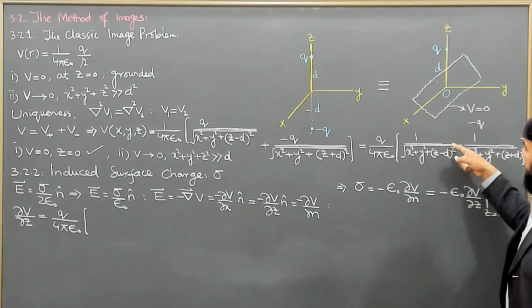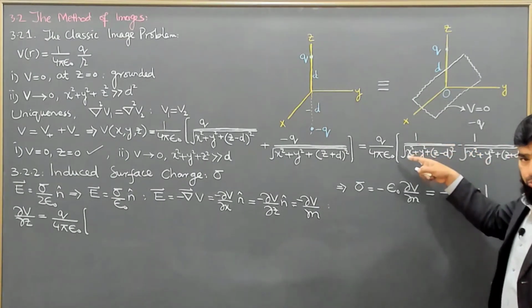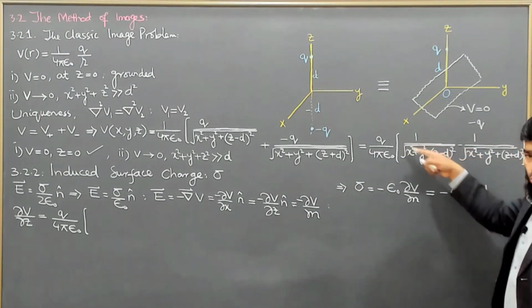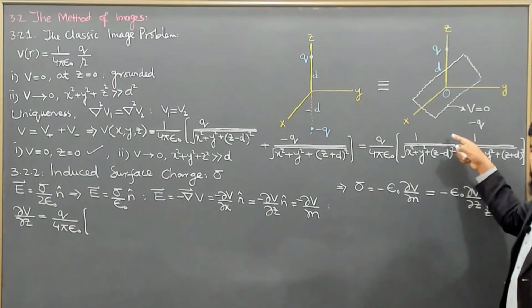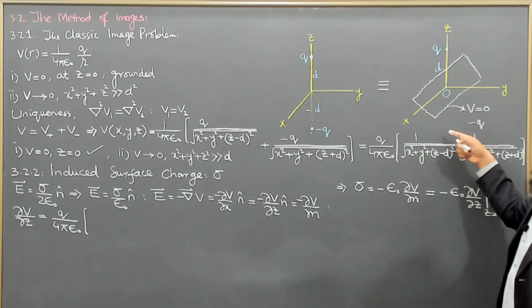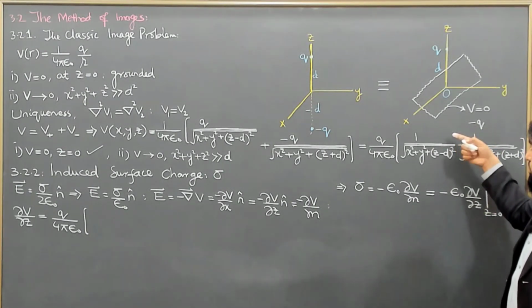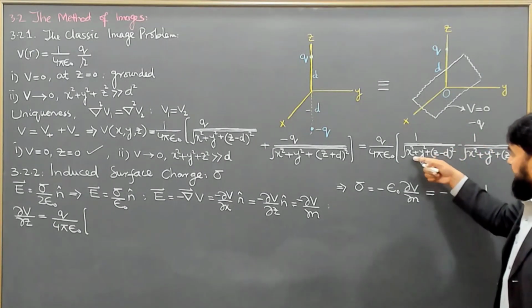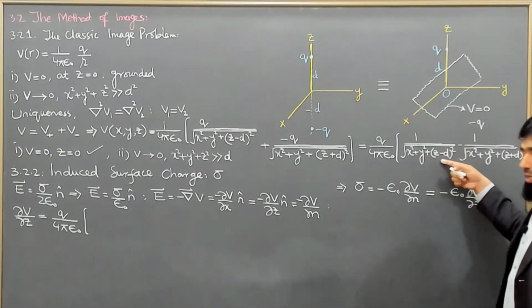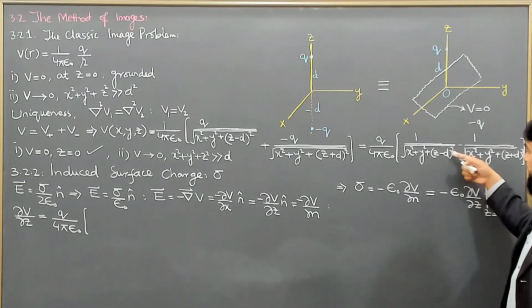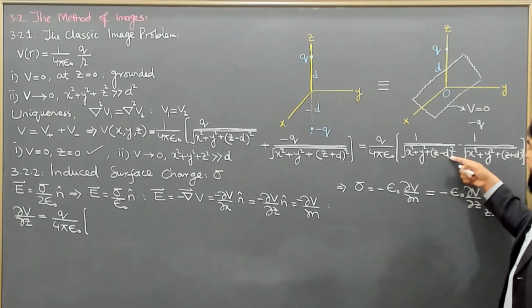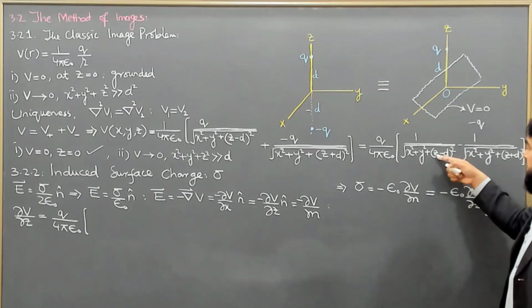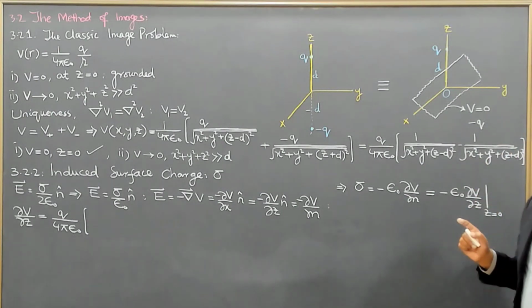What will it become? It will become minus 1 over 2, and then this whole thing, with power minus 1 over 2 minus 1. It will become minus 3 by 2. And then I will take the derivative of the inside, which is z minus d whole square, so it will become 2 times z minus d, and then the derivative of z will become 1 and d will become 0.